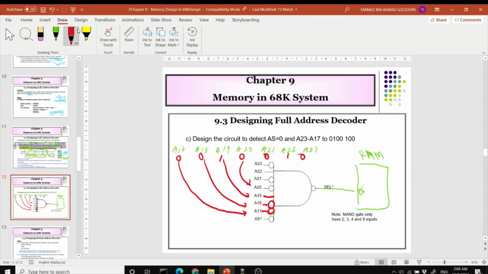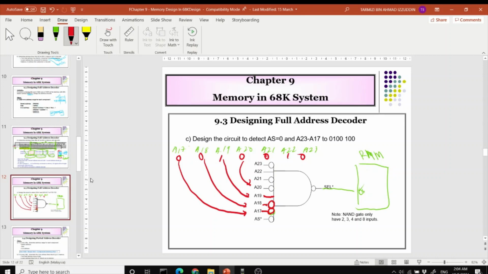Why is it called a full address decoder? Because you are using all of these address lines to decode which chip you need to select. That is why it is called a full address decoder.